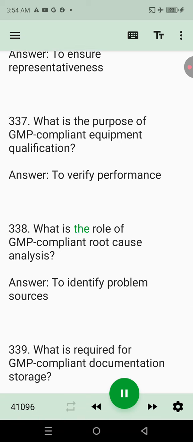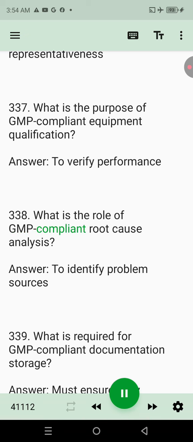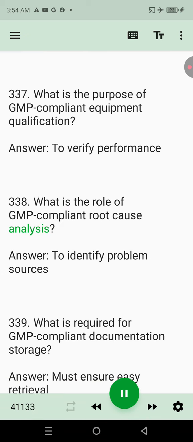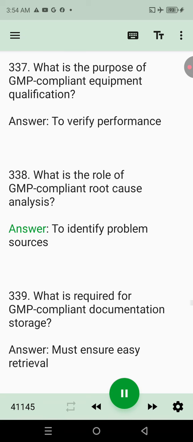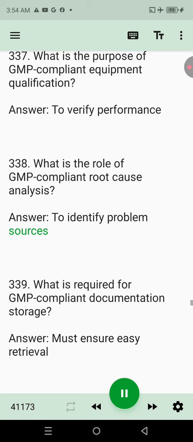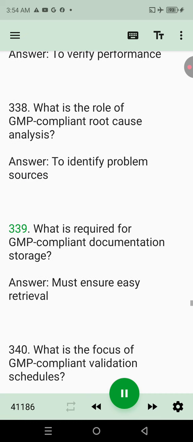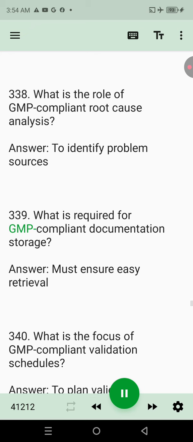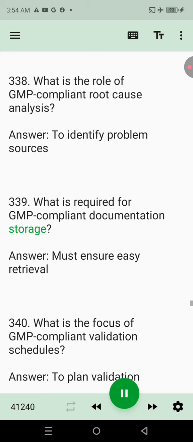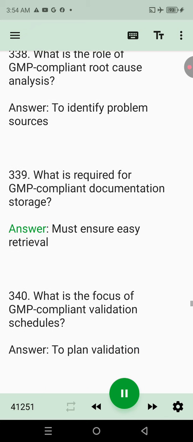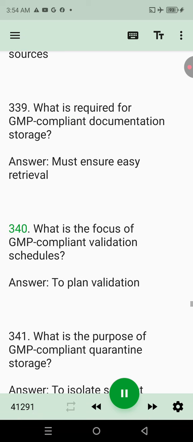338. What is the role of GMP-compliant root cause analysis? Answer: to identify problem sources. 339. What is required for GMP-compliant documentation storage? Answer: must ensure easy retrieval.